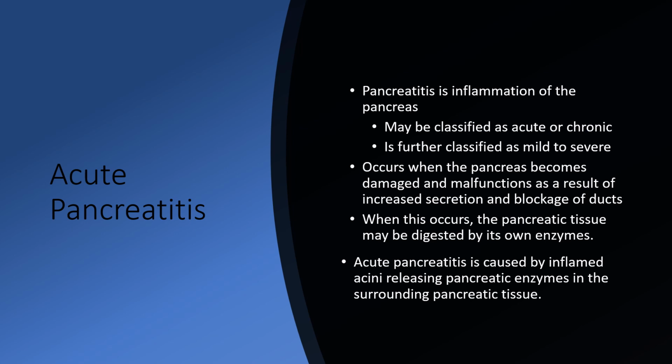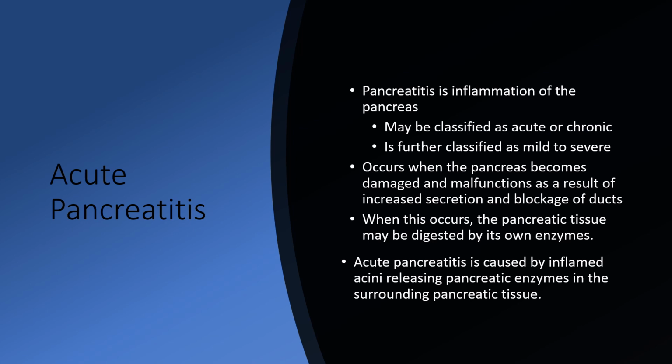All right, so acute pancreatitis. This is going to be an inflammation of the pancreas, and it can be chronic or it can be acute, and it can be classified further into anywhere from mild to severe. So what happens is the pancreatitis occurs when the pancreas gets damaged and it starts to malfunction as a result of the increased secretion and the blockage of the ducts.